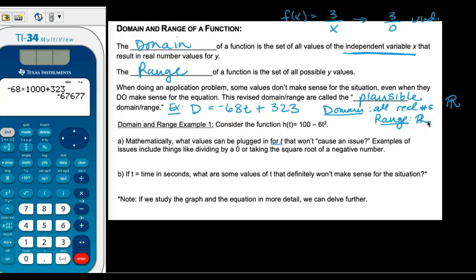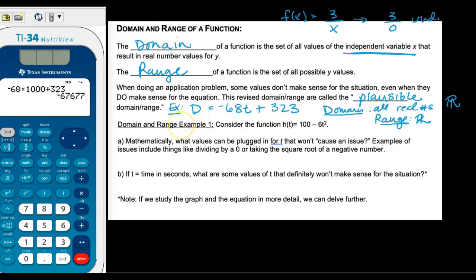But when we look at the real world situation, it starts to change a little bit, because when we think of distance as distance away from home, there are numbers that make sense for this situation, and there are numbers that don't. So even though we say the domain is all real numbers, when we think about time, we would never want time to be negative. In the real world situation, the plausible domain would be that we want time to be greater than 0, because it doesn't make sense for time to be negative. And in terms of distance away from home, we would probably not want that to be negative either.